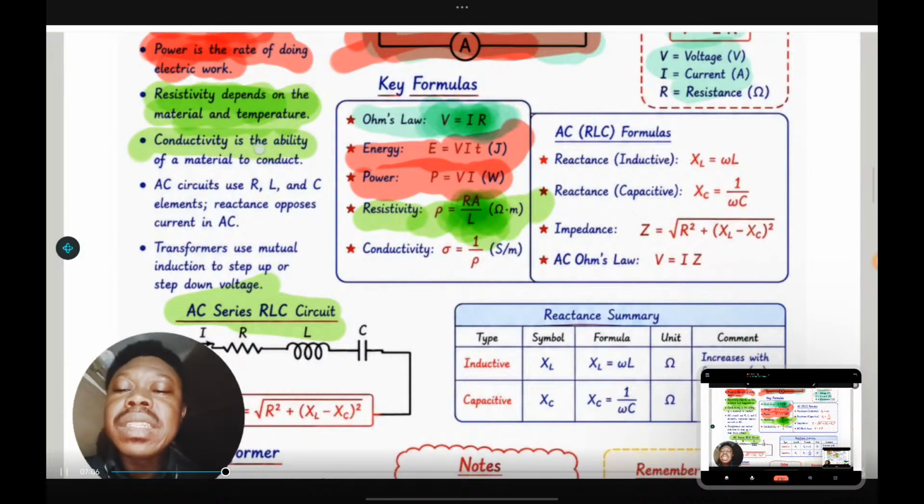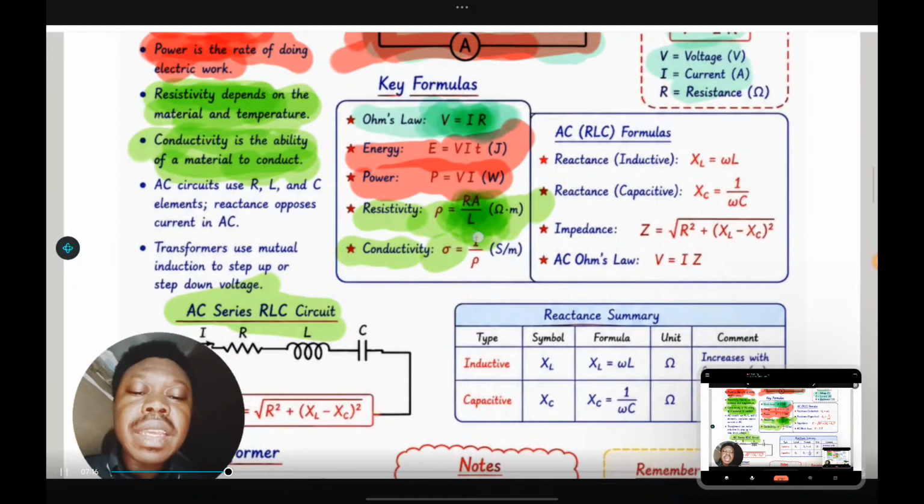While conductivity is the opposite of resistivity. Conductivity is the ability of material to conduct. So if you check, you see conductivity here is the inverse of resistivity. Hence, if you are asked to find conductivity, you first of all find the resistivity, then you divide your answer by 1. You have your conductivity. Please take note of this.